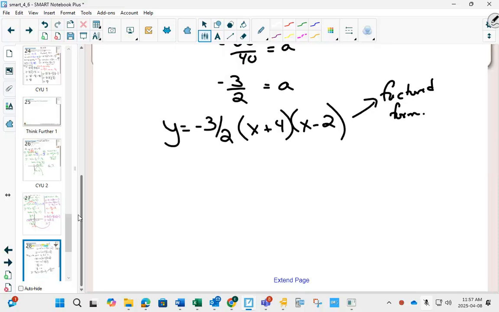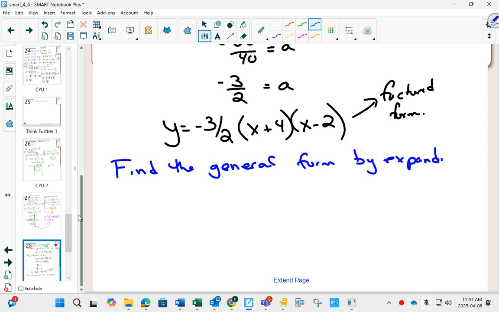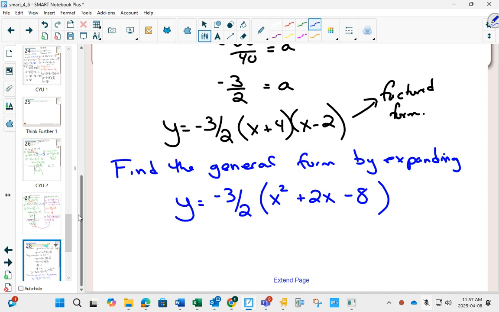So we're going to switch to blue. We can find the general form by expanding. I'm going to leave the fraction to the end. I'm going to multiply this and FOIL that out first. That'll be x squared. Outside and inside will be plus 2x. And the last one, minus 8.